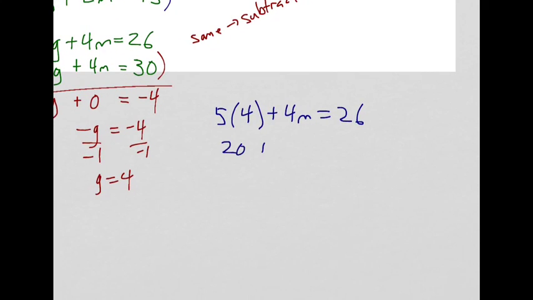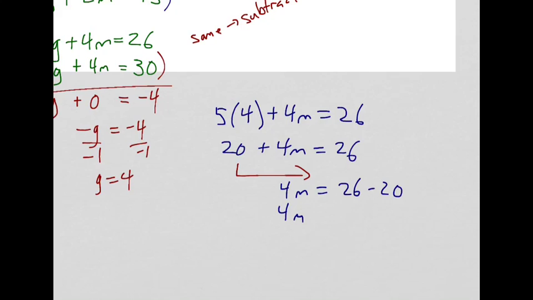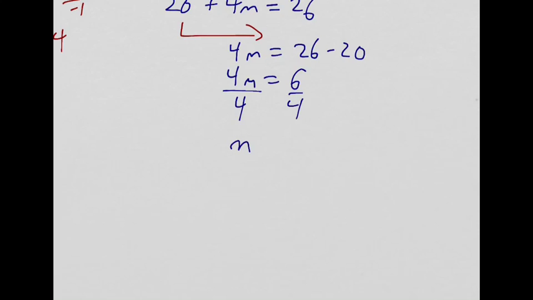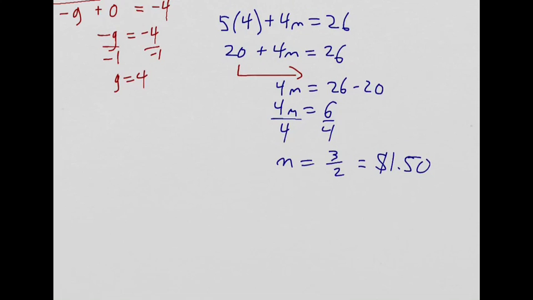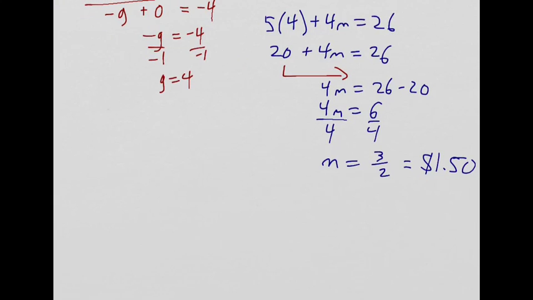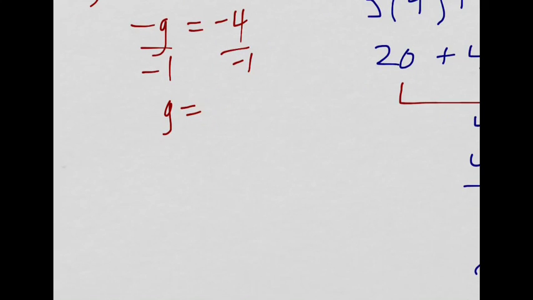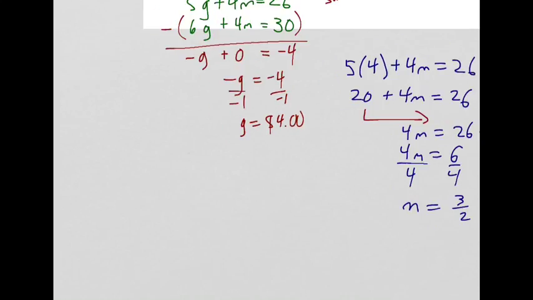And that's just 20 plus 4M equals 26. Bring over that 20. Crash through the algebra. Divide by 4, divide by 4. 6 over 4, that reduces to 3 over 2, which is $1.50. So the songs are $1.50 each. Games are $4 each. These are both dollar values. There we go. Okay.